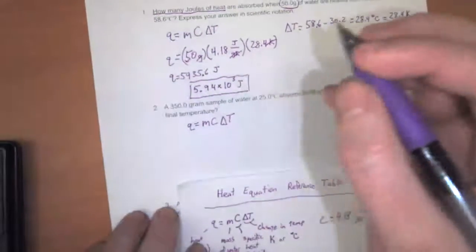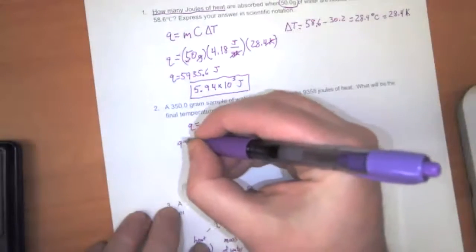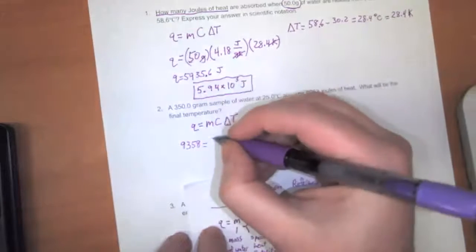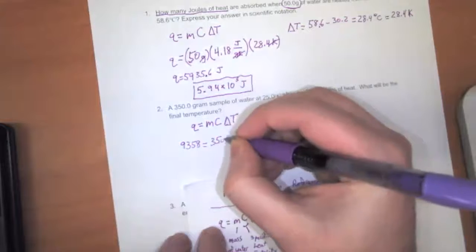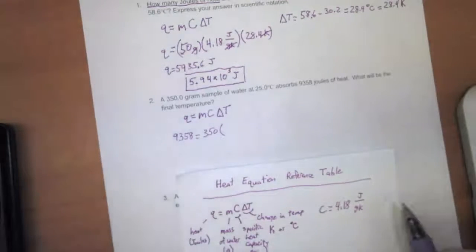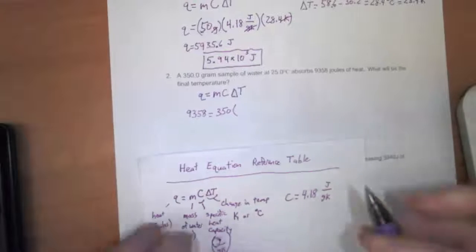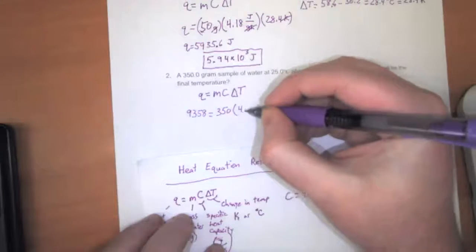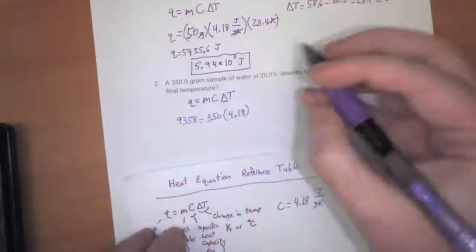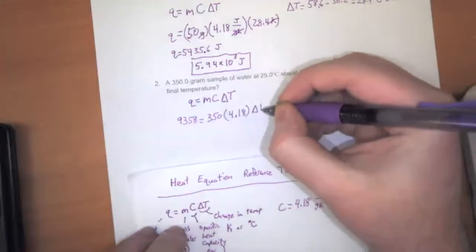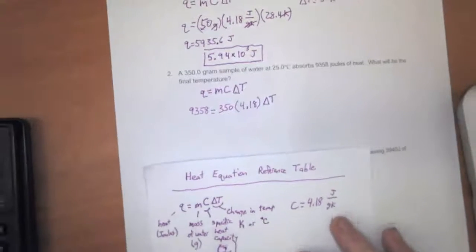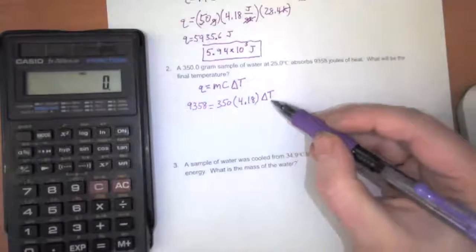So Q is equal to 9,358. We know the mass of the water is 350. And C is the specific heat capacity of liquid water, which we know is 4.18 joules per gram Kelvin. And delta T is what we don't know. We don't know in this problem how much the temperature of the water is changing. Okay, so this is what we want to solve for.